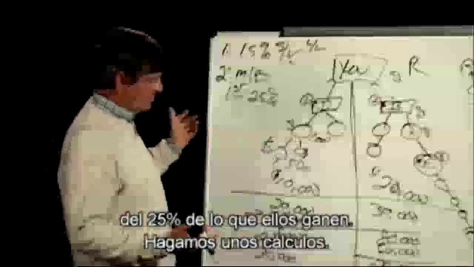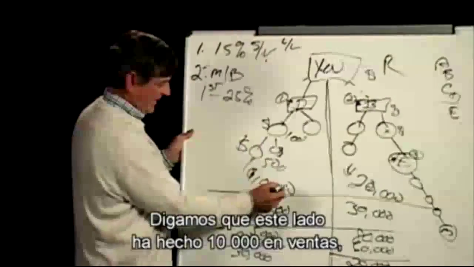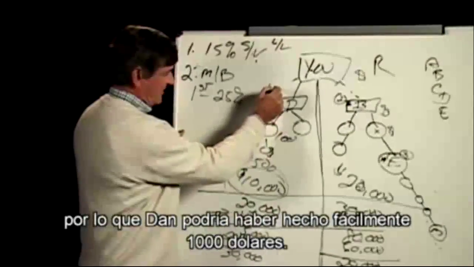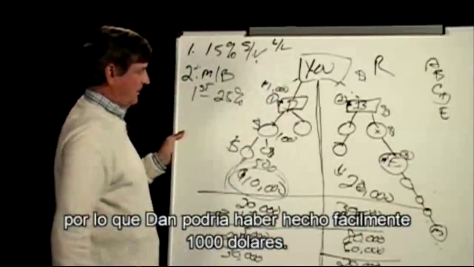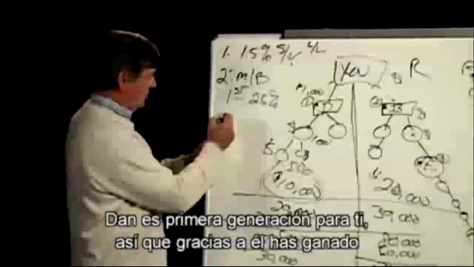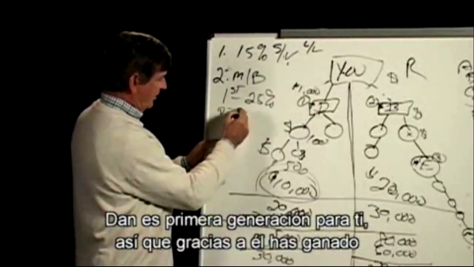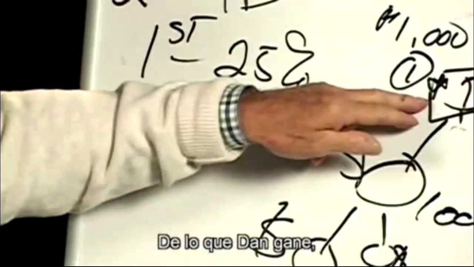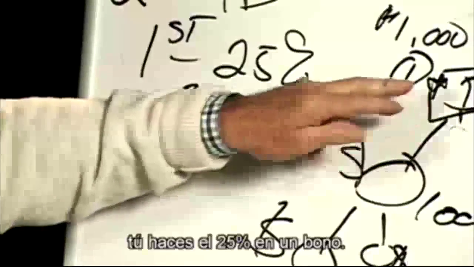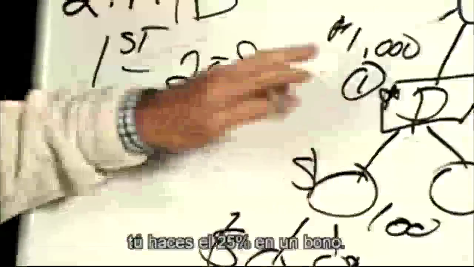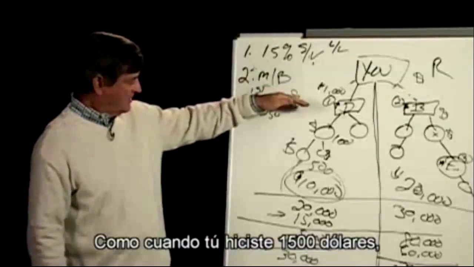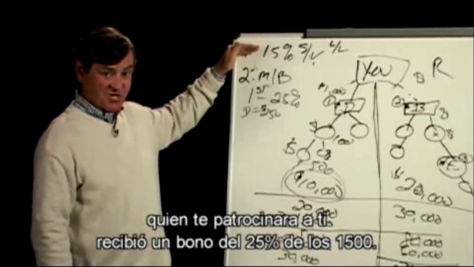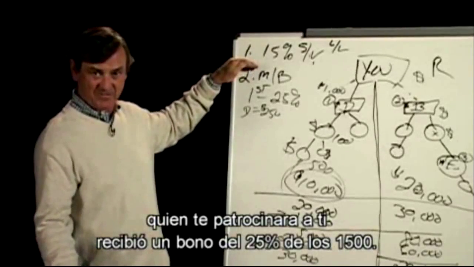Well, let's go back and do some math. Let's say that this leg that had $10,000 in sales, Dan could have very easily earned $1,000. Well, Dan's first generation to you. So for Dan, you earn $250 in matching bonuses. Whatever Dan earns, you make 25% in a bonus. Just as when you made, if you remember the example, when you made $1,500, whoever sponsored you is going to get a 25% bonus on that $1,500.